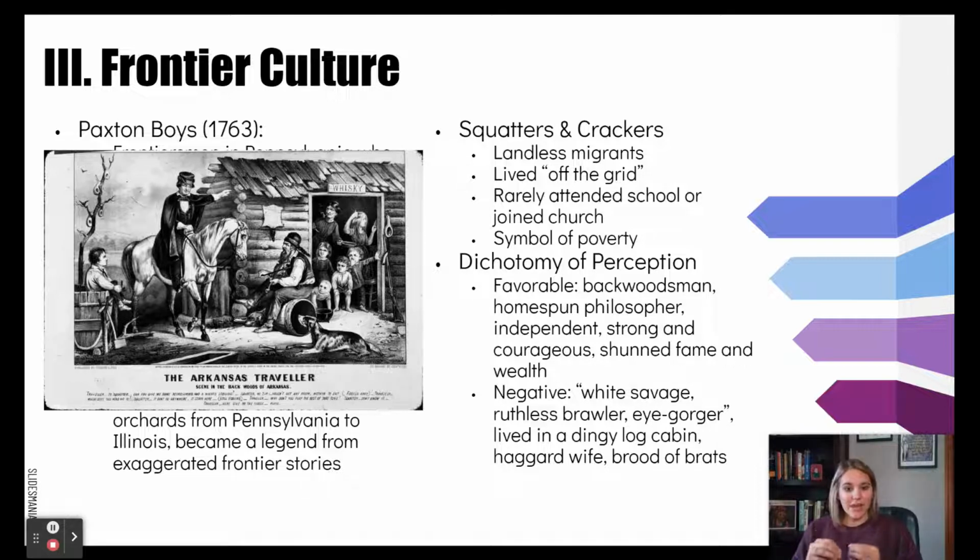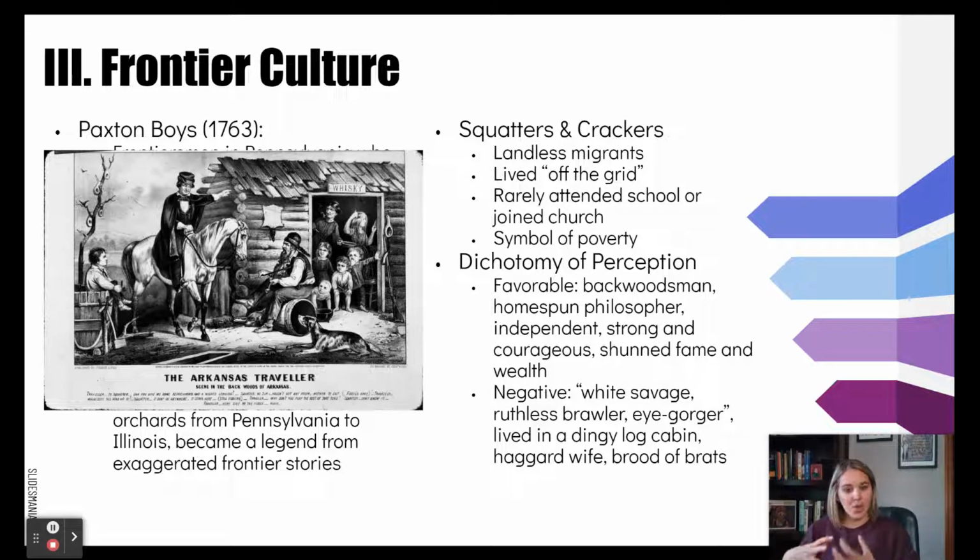So there's a real dichotomy of perception that begins during this time, and it continues and probably reaches its height during the presidency of Andrew Jackson in the late 1820s and early 1830s. And so the more favorable perception of these squatters would be that they were backwoodsmen, they were philosophers, they were strong and independent, and just your really traditional focused on good quality values and character. So that would be one perspective of people that lived in the West.